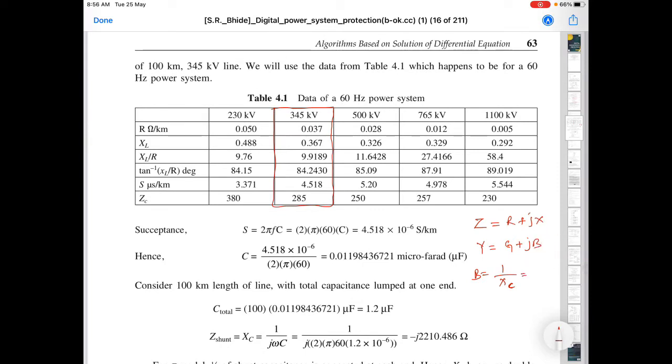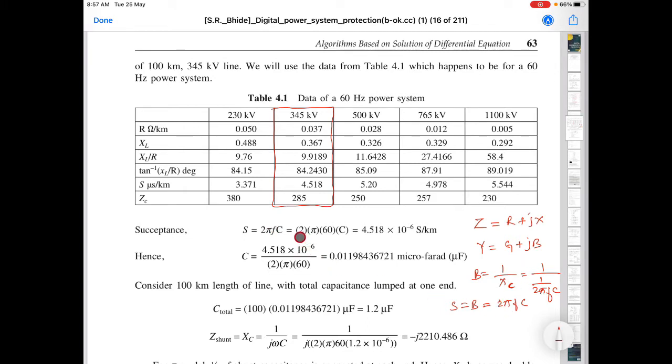So what is 1 by XC? XC is 1 by 2 pi f C. Yes, XC is 1 by 2 pi f C. So B here is nothing but S. The author has taken the notation of B as S. So it becomes 2 pi f C. Is that clear, this formula? So this is how it has come.